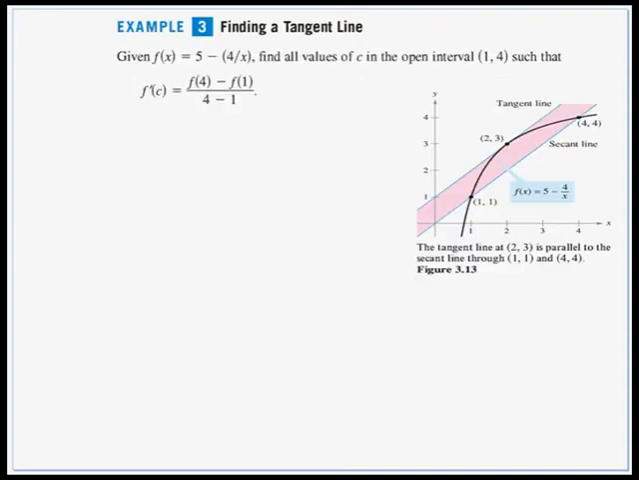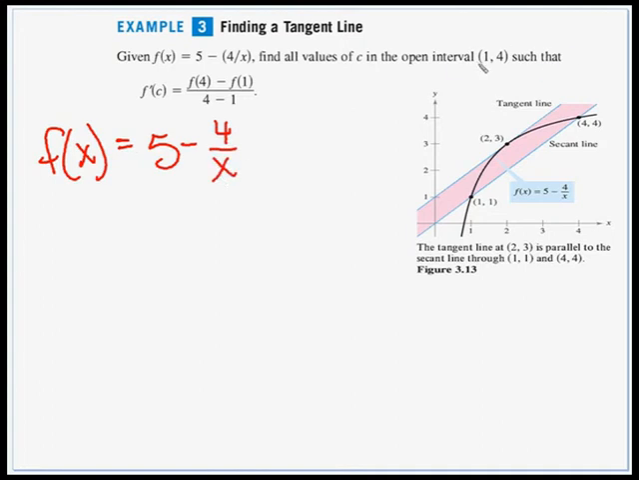And here in example 3. It says here's our given function, 5 minus 4 divided by x. Find all values of c in the open interval from 1 to 4, such that the derivative at point c is equal to this. And again, this is just the slope of the secant line going through our endpoints. Again, here in our picture, let's just work on our function. Here's f of x. It's equal to 5 minus 4 over x.